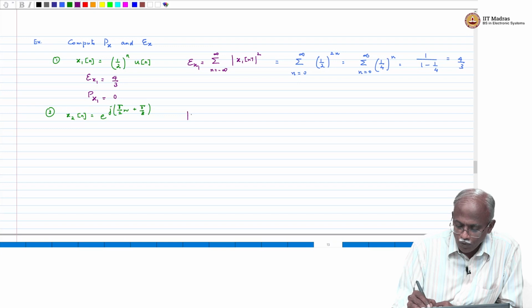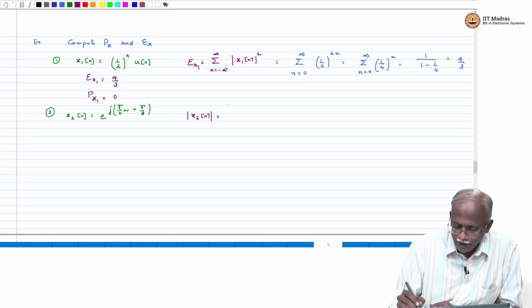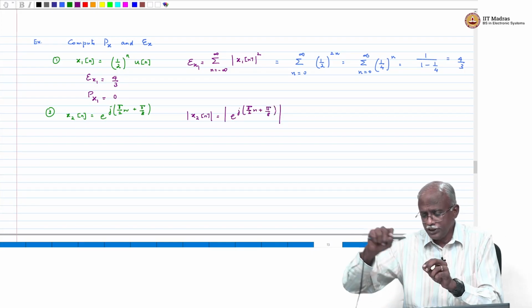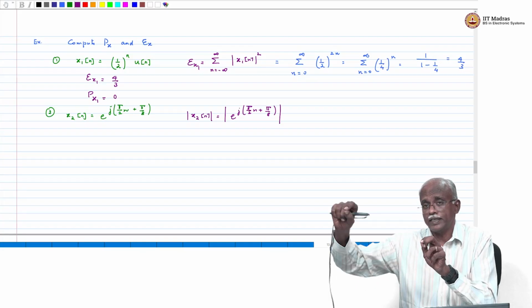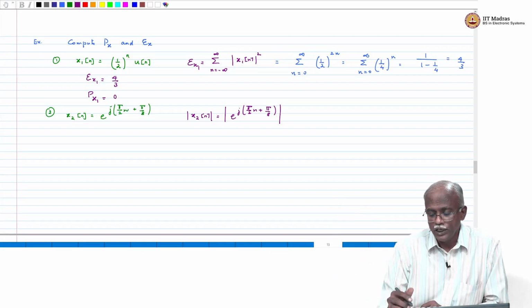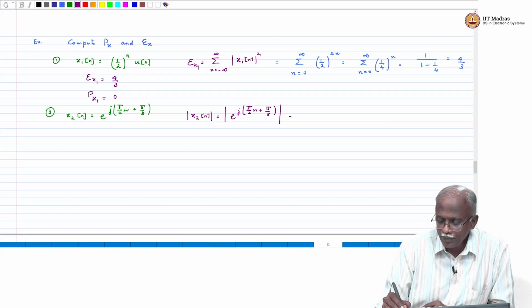Now, what is mod x2 of n? Mod x2 of n is modulus e power j (pi by 2 n plus pi by 8). E power j theta is a unit vector along the theta direction. So, if I take the magnitude, this will be equal to 1.